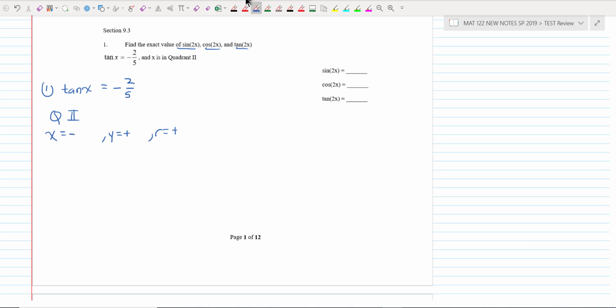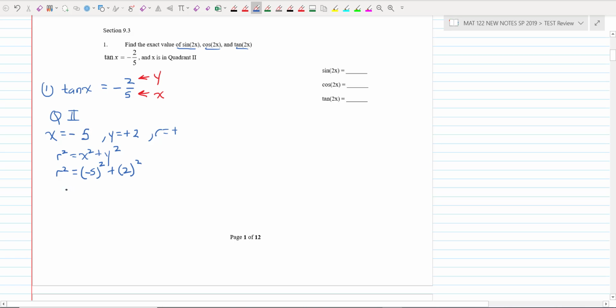All right, so the definition of the tangent is y over x. So that automatically gives us a couple of things here. So let's see, x is going to have to be negative 5, and then the y is going to have to be positive 2. So now we can find r easily enough. We know r squared is x squared plus y squared. So by the Pythagorean relation, we just plug this in, work this out.